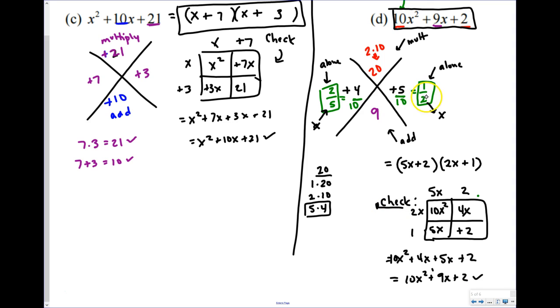Okay, don't forget to divide if you have a coefficient bigger than 1. Like I said, look at letter C. If you don't have that coefficient bigger than 1, there's no dividing, no multiplying. You just get to keep the 7 and the 3. I mean, technically you are dividing by 1 over here, but 7 divided by 1 is still the same number.